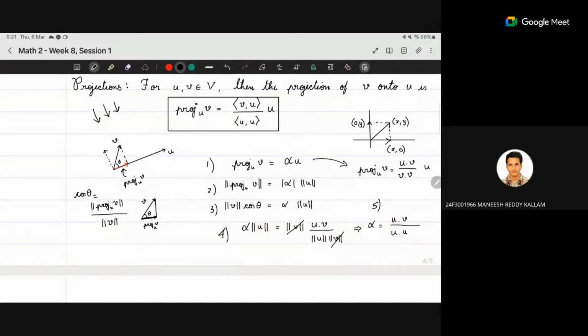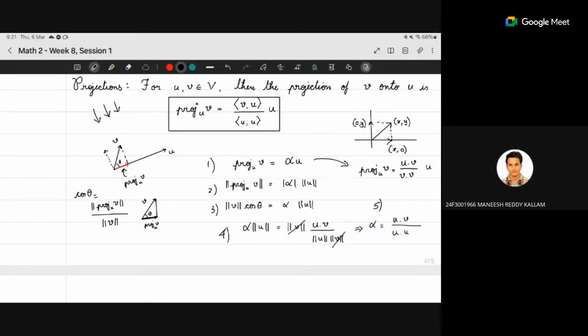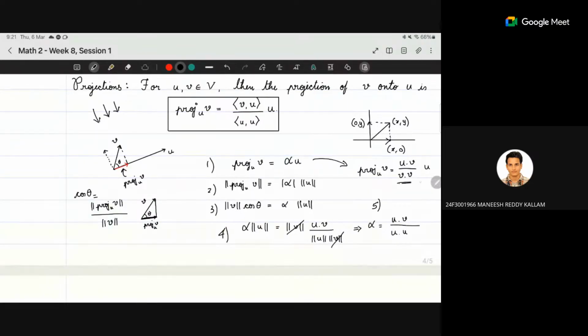So this is generalized to the arbitrary inner product space setting. And instead of dot products, we use the inner products that are available to us. So this u dot v is basically the inner product, right?